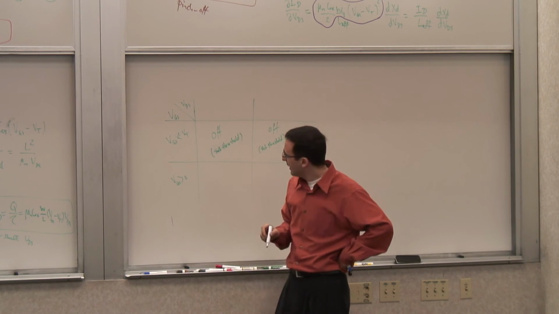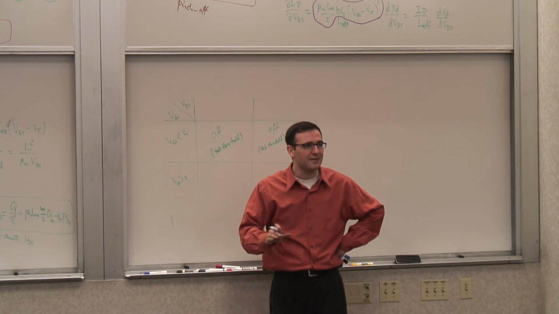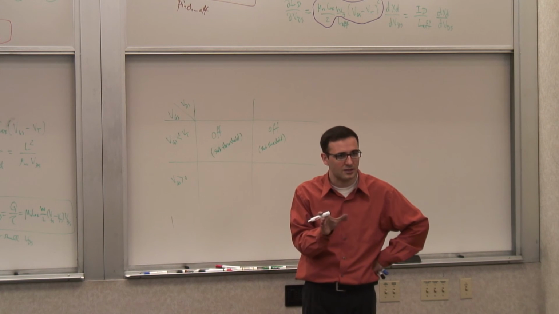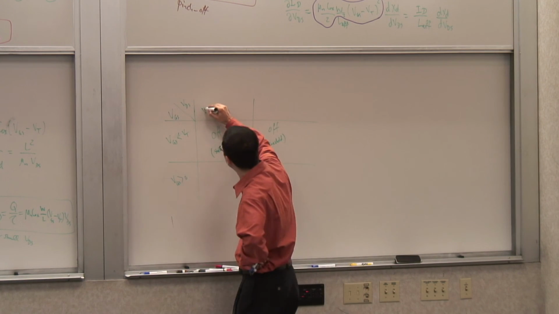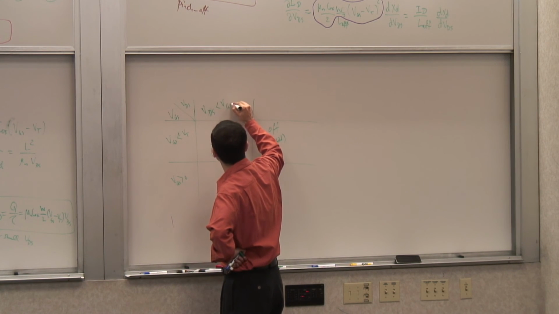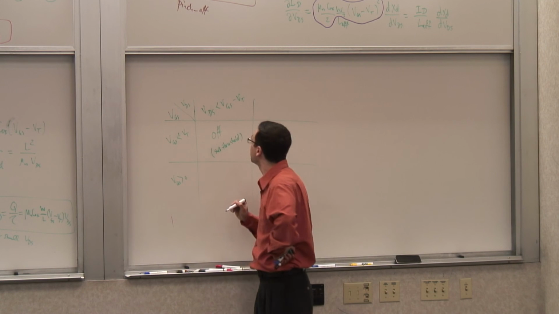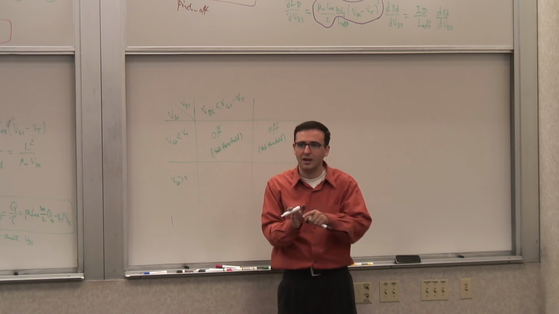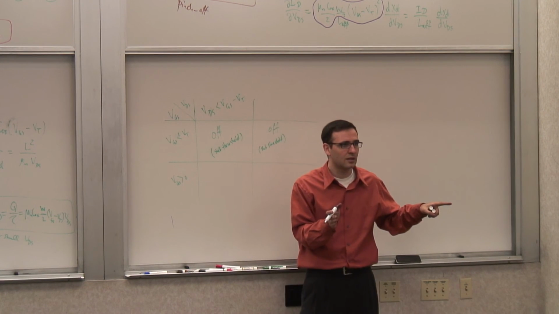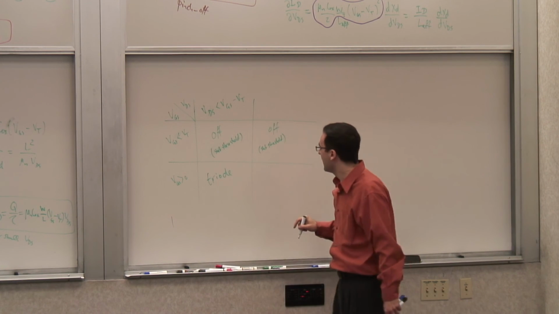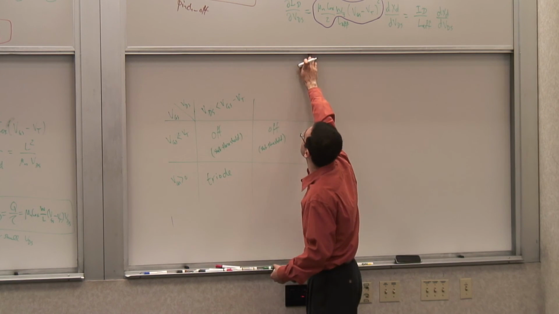Now, if VGS is greater than VT, it means that we have a channel. But then we have to look at the relationship between VGS and VDS. If VDS is smaller than VGS minus VT, then we are in what region? We have the channel extended all the way from the source to the drain. We have the triode region, the region we derived first, and we have that expression for triode.